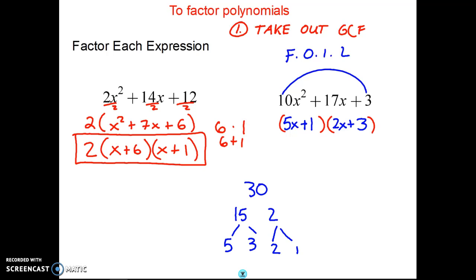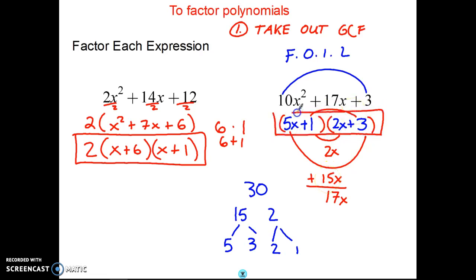Let's double check the outer and the inner products to make sure that this will add to be 17. We have 2x in the middle, 15x on the outside. If I add those together, I get 17x in the middle. Check the last. 1 times 3 gets me 3. All right, that's the correct factorization. 5x plus 1, 2x plus 3.